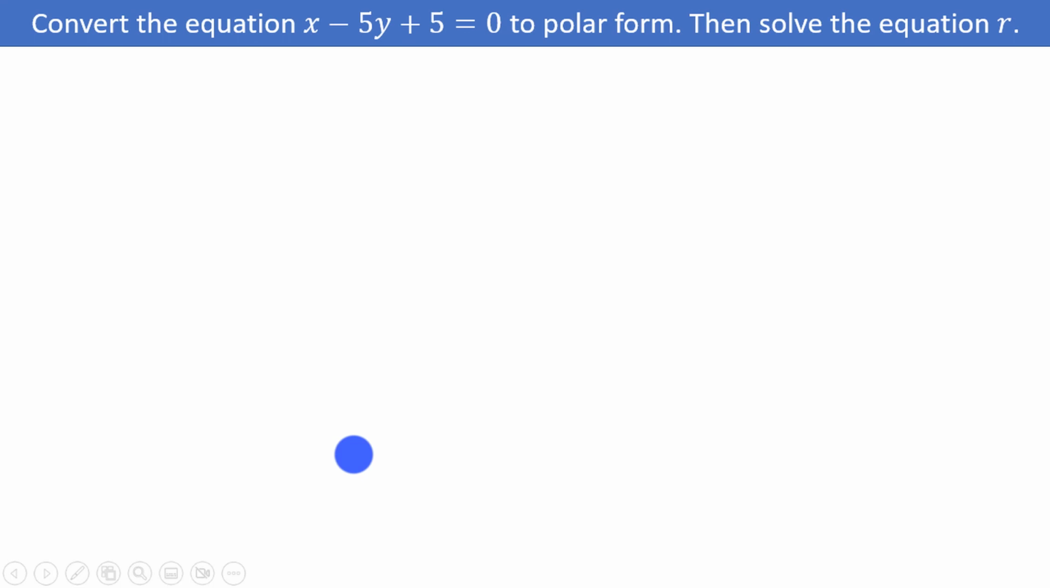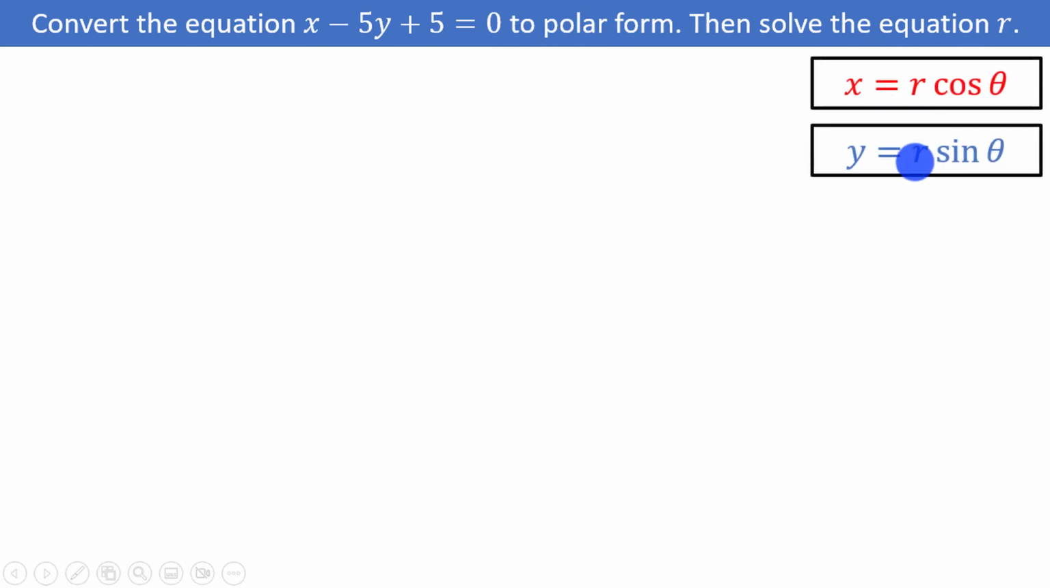Okay, let's look at one final problem. We are asked to convert the equation x minus 5y plus 5 is equal to 0 to polar form, and then solve for r. We know that x is equal to r cosine theta, and y is equal to r sine theta. That means we can make a substitution for both x and y in our problem.